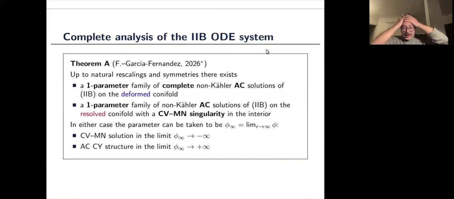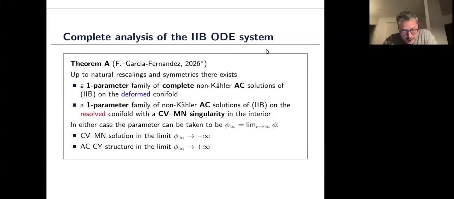Okay, and this is the theorem that we've proved. I put 2026 star since the hope is that it should appear at some point this year on arXiv soon. I mean, this year meaning soon.